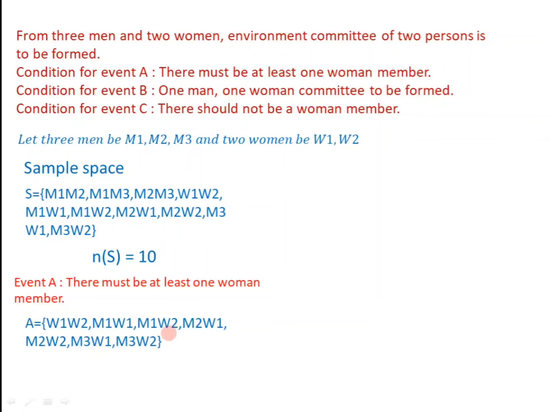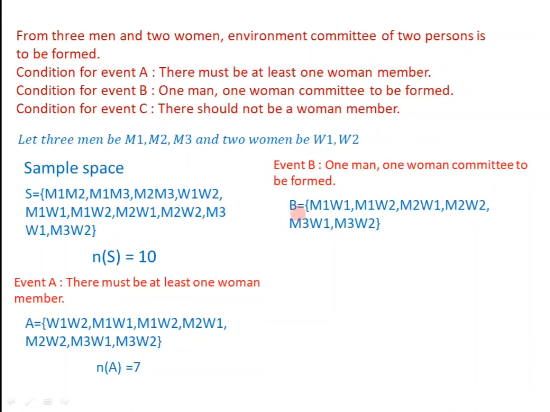That's why these are the possible outcomes. Therefore, the number of sample points in this event A are 7. Therefore, n of A is equal to 7. Event B is one man, one woman committee to be formed. Now we have to search for those elements which have one man, one woman committee.